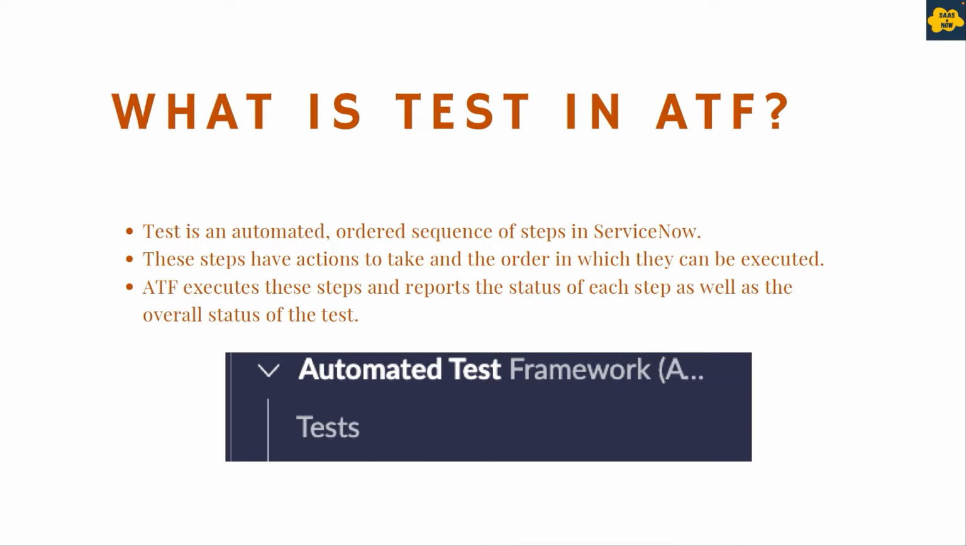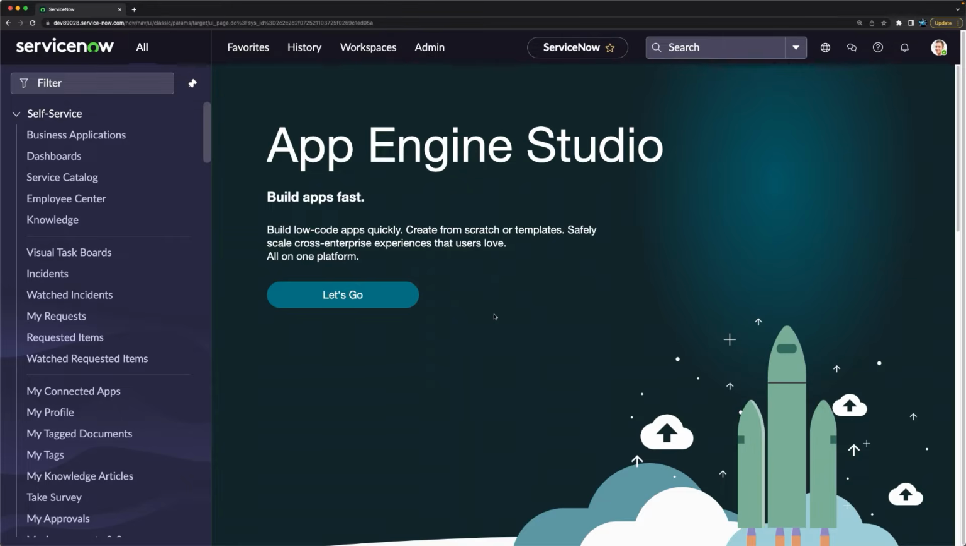ServiceNow provides a lot of out-of-the-box tests for a variety of different actions. If you want to see the list of tests, then you can go to Application Navigator and navigate to the Automated Test Framework application, and then you can click on Tests. This is my personal developer instance in UTA version.